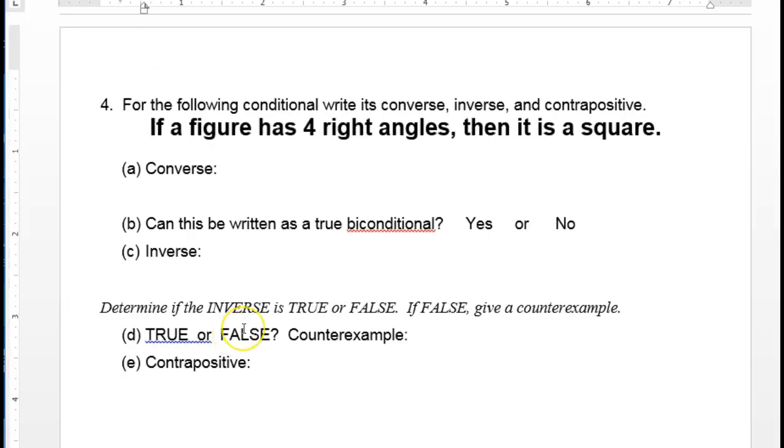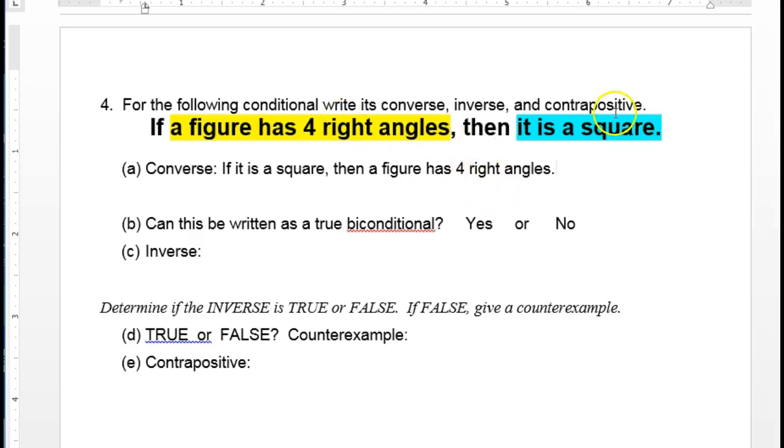Okay, I've got just a couple more examples. Be sure that you are writing these down because I want to see that you did these before you turn in your work. So again, I'm going to do the converse, inverse, and contrapositive first. Remember the converse, I just switched the order. So first I'm going to highlight this so we can see the two parts. This is the conclusion. This is the hypothesis. So for the converse, I'm reversing them. If it is a square, then a figure has 4 right angles.